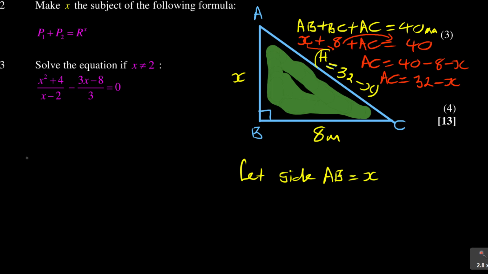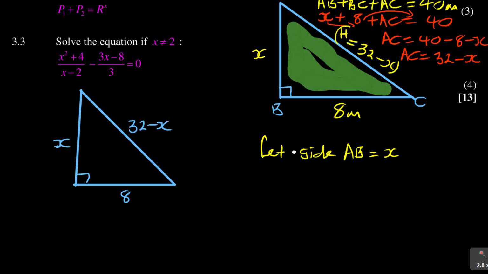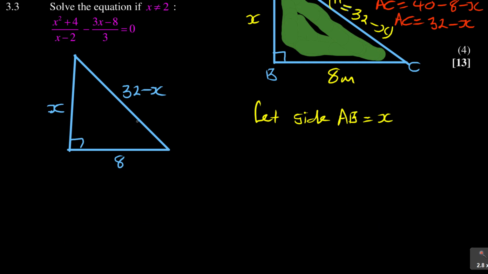So if I plot it again to you, it will be like this. That's what you're having now. You have a right angle triangle like that. This right angle triangle has got side 32 minus x, it has got 8, it has got x. It's a right angle triangle. So now the question is, they want us to find the hypotenuse and the area, meaning we have to solve for x first of all.